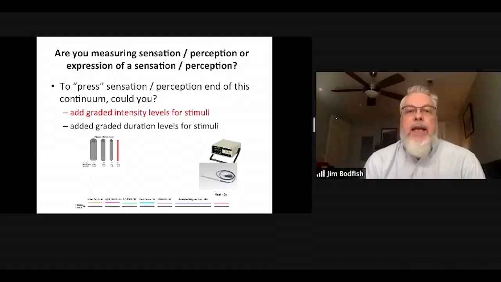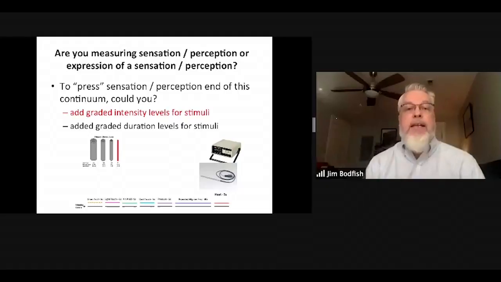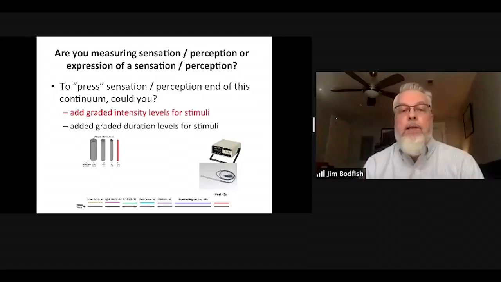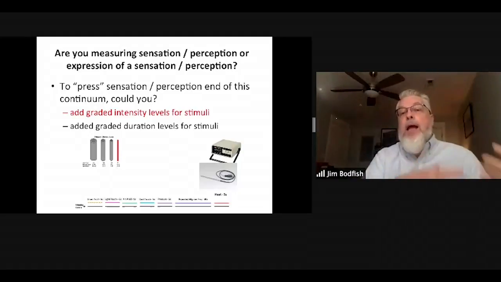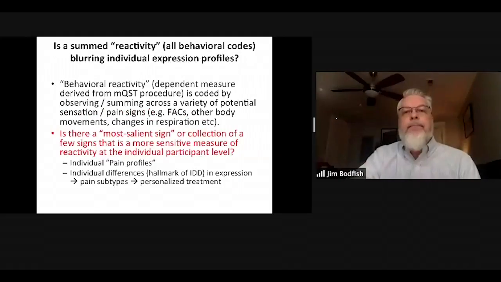The second area is, are we measuring sensation perception, or are we measuring the expression of a sensation? And of course, the coding is really measuring the expressive end of this. But there's just one stimulus for each of these conditions, and by grading the intensity or the duration of those, this holds the promise to start to press the sensory perceptual end of this and see to what extent expression varies as a function of something like duration.